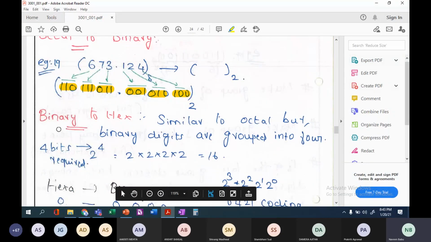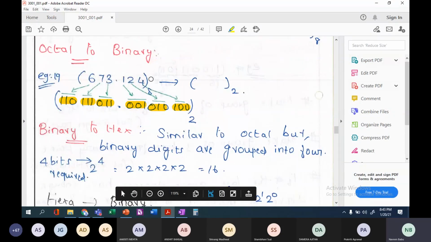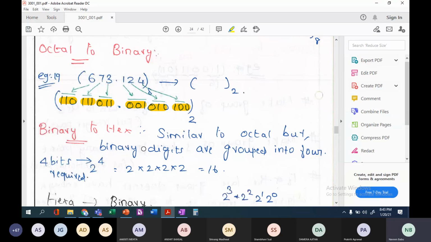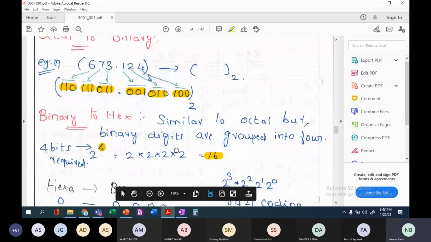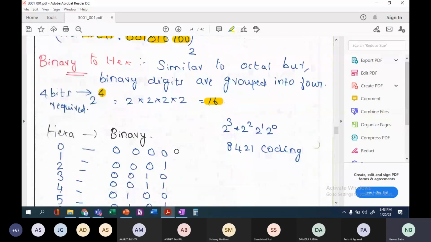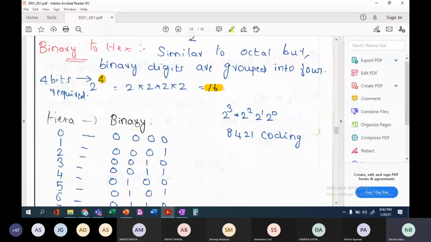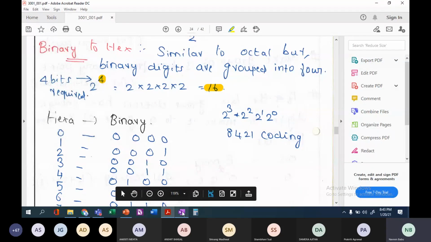Now binary to hexa. As you know, hexa has got 16 digits. And in terms of binary, what makes it 16? Only 2 power 4 makes it 16, which means that you require 4 bits to represent the 16 hexadecimal symbols. So hence, you will be representing the hexadecimal values with binary in terms of 4 bits.